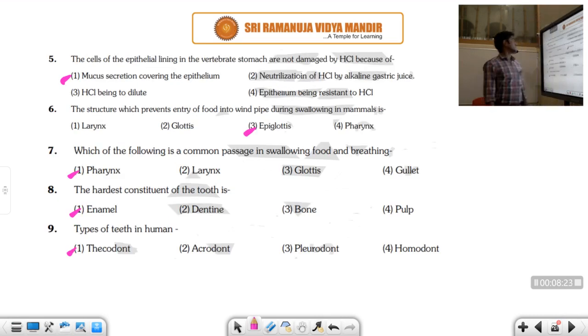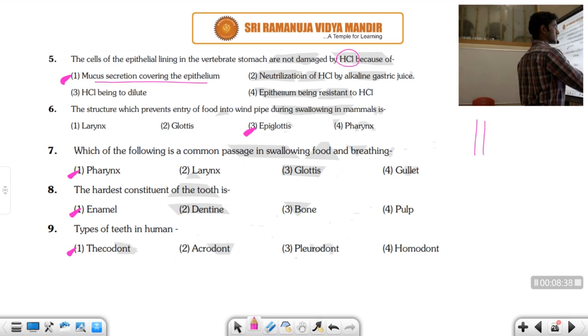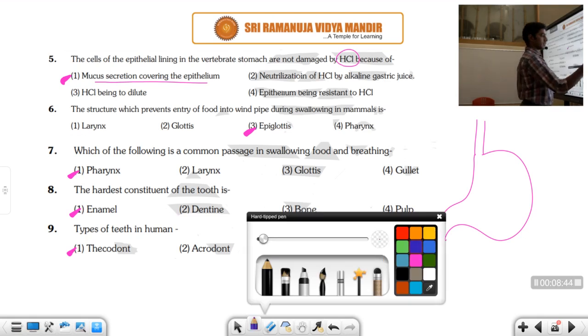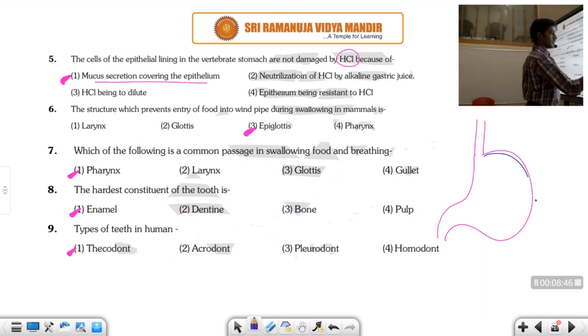Next, the cells of the epithelium lining the vertebrate stomach are not damaged by HCl, hydrochloric acid, because of what reason? The answer is mucus secretion covering the epithelium. Suppose you can see this is the stomach, and this is the stomach wall, right students?